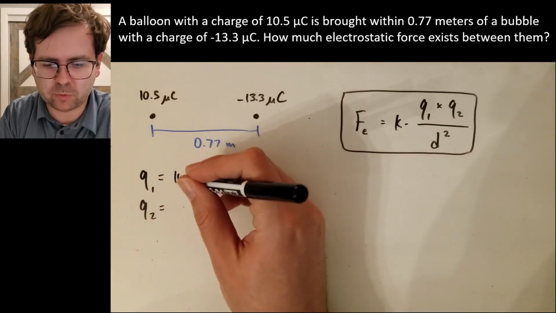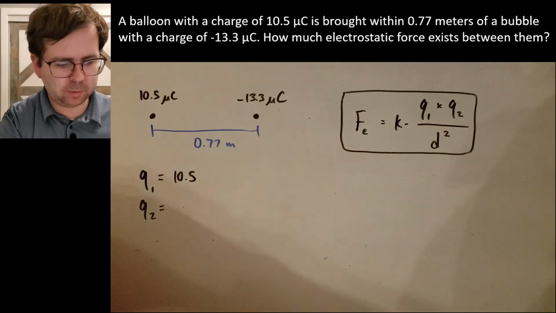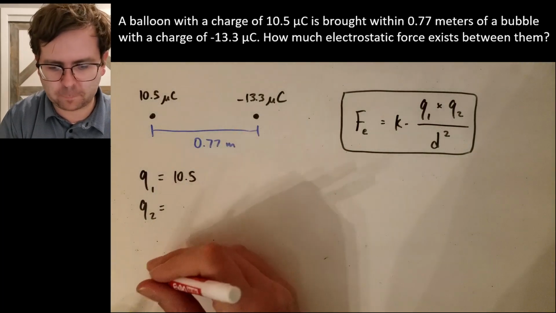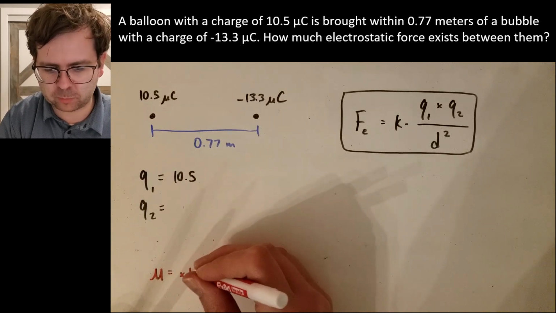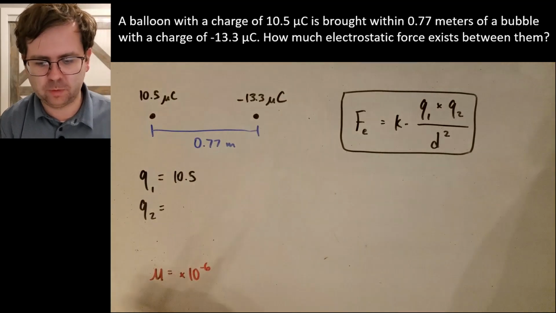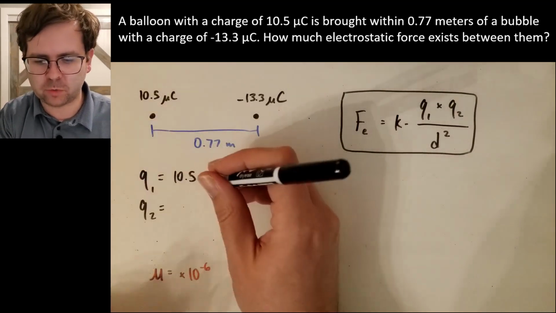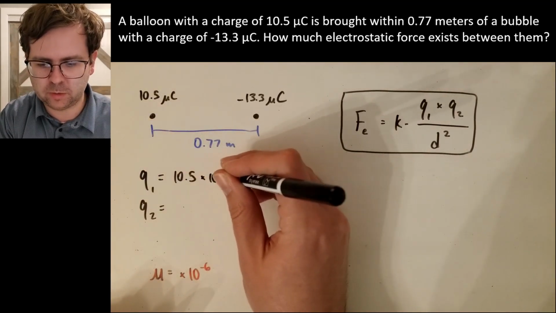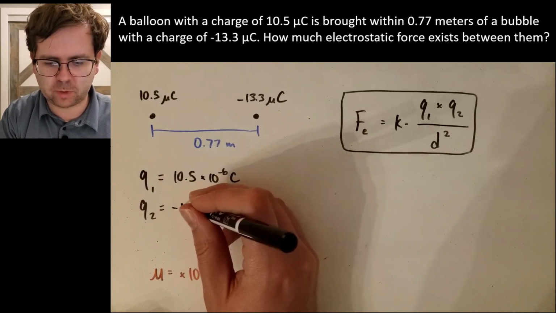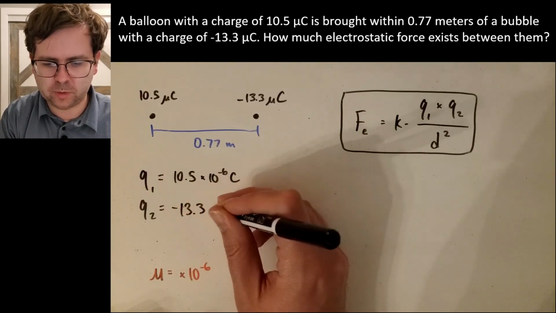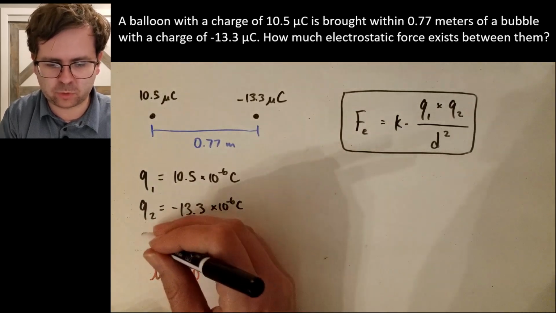And I'm going to rewrite this as 10.5. And instead of writing micro, I'm going to use my knowledge of what micro means. Micro just means times 10 to the negative 6. So I'm going to write 10.5 times 10 to the negative 6 coulombs here. Same thing down here, I'm going to write negative 13.3 times 10 to the negative 6 coulombs for Q2. That's my second charge.